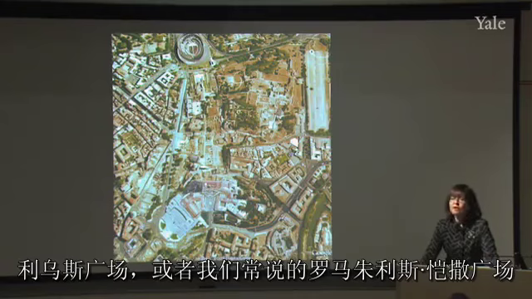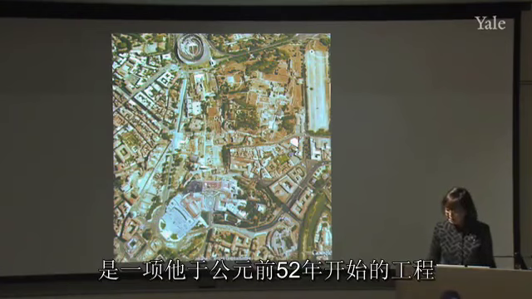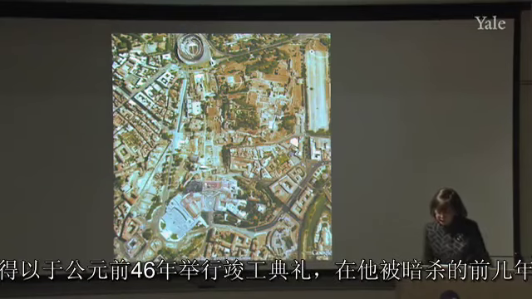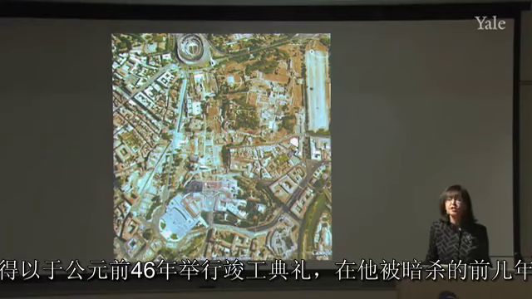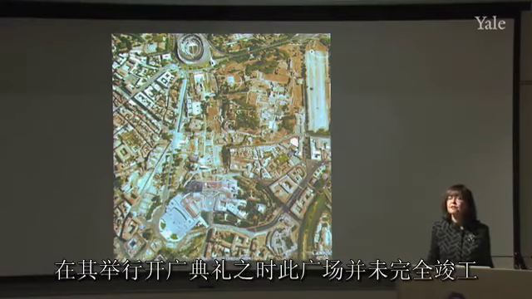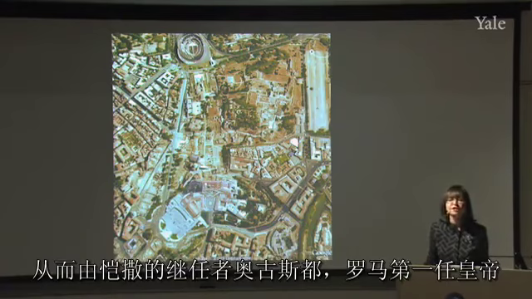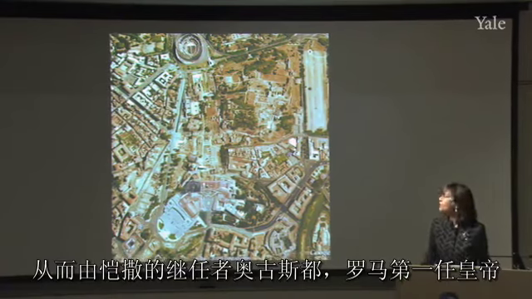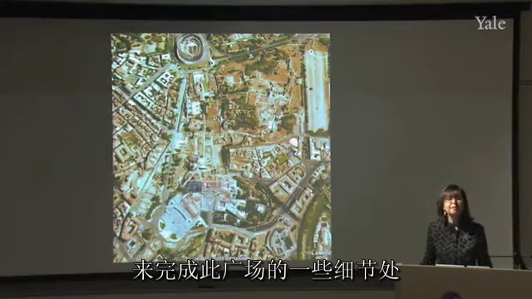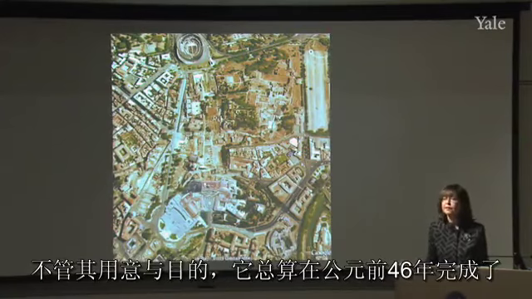The Forum Iulium, or as we usually call it, the Forum of Julius Caesar in Rome, was a building that he was able to begin in the year 52 BC, and then it was inaugurated in 46 BC, which is a couple of years before his assassination. It wasn't quite finished at the time of its inauguration, and it was left to Caesar's follower, Augustus, first emperor of Rome, to actually complete some of the details of the forum. But for all intents and purposes, it was done by 46.